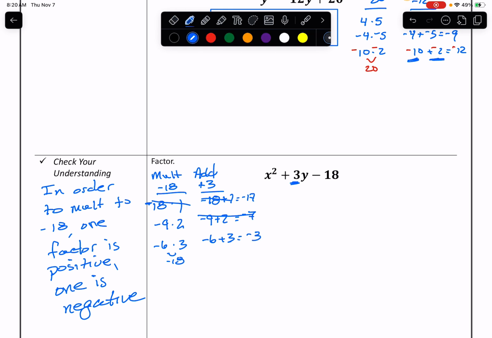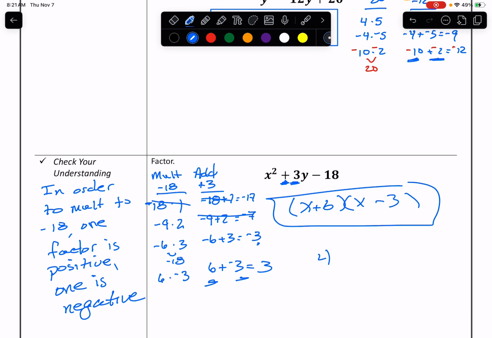Well, I've got the 3. The 3 is okay. It's just that I want this to be a positive 3, and this is a negative 3. So all I have to do is change the sign. Instead of negative 6 times 3, I can take 6 times negative 3. 6 plus negative 3 is 3. And there we have it. It's x and x, I've got a positive 6, and I've got a negative 3. And there we go. 4.3a.